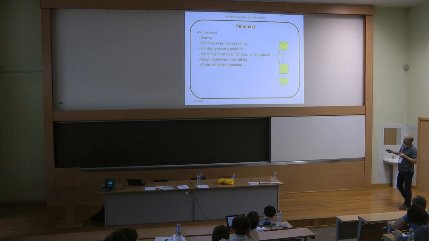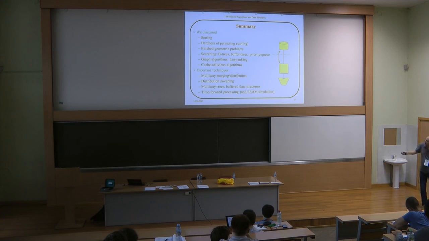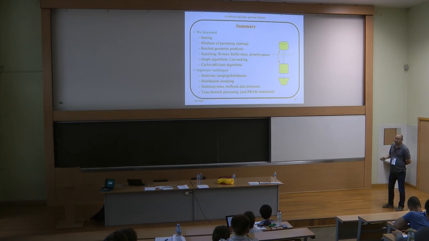So here's what I did. Sorting, hardness of permuting, batch geometric problems. We saw a bunch of search trees, B-trees, buffer trees, priority queues, graph algorithms, list ranking using the priority queue, and we also saw a little cache oblivious algorithms. The techniques you should remember and take home, the ones we use all the time in efficient algorithms, are multi-way merging and splitting, distribution sweeping, multi-way trees, sometimes with buffers on them. You can put buffers on all kinds of trees and get new results. And then time-forward processing, like I just talked about.